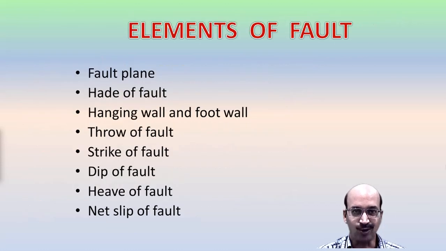With this background information, now let us discuss the elements of a fault, which comprise the fault plane, head of the fault, hanging wall and footwall, throw of the fault, strike of the fault, dip of the fault, heave and net slip of the fault.